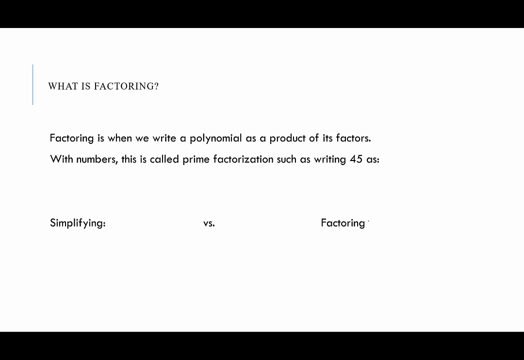There's a bunch of different methods you can use, but it's like taking what's called a composite number, such as 45, and writing it as a product of its prime factors. So 45 is 3 times 5, or we can say 3 squared times 5.